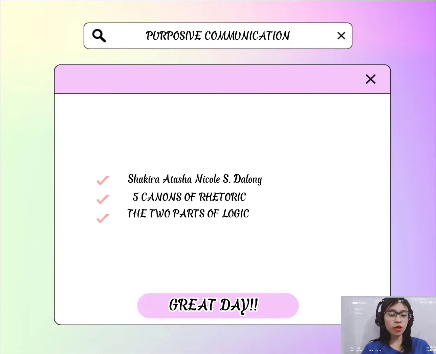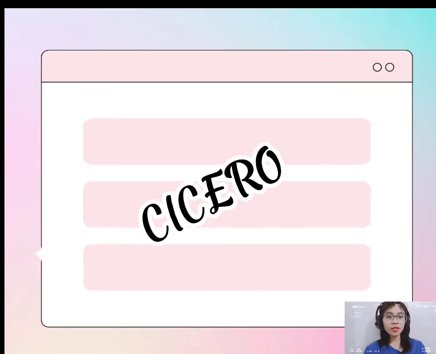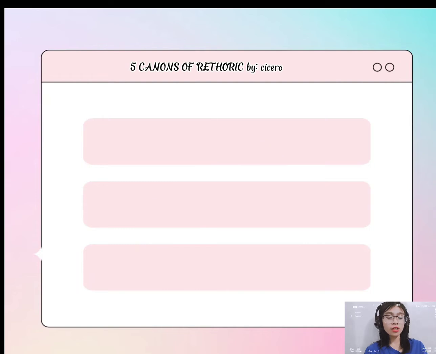Hello, I'm Shakira, and I am here to share my understanding of the 5 canons of rhetoric by Cicero and the 2 parts of logic according to Petrus Ramus. Cicero developed a theory called the 5 canons of rhetoric, a process of developing a persuasive speech for public speaking that is still used today in our generation. Here are the 5 canons of rhetoric.